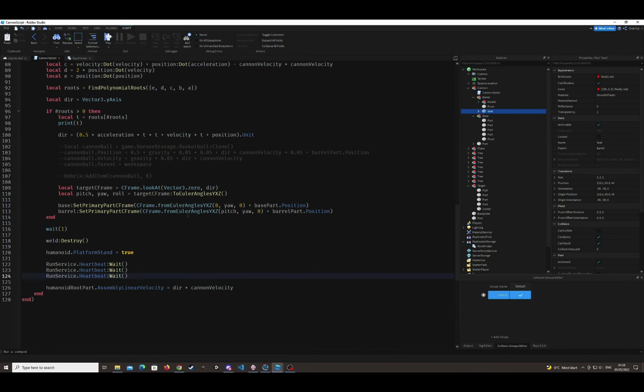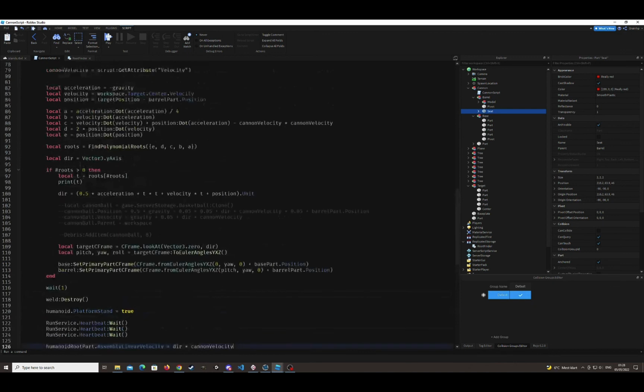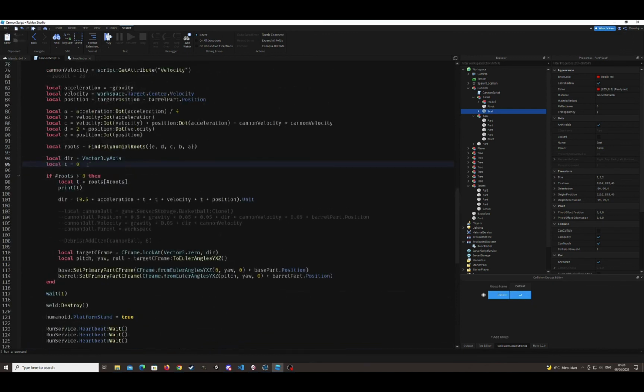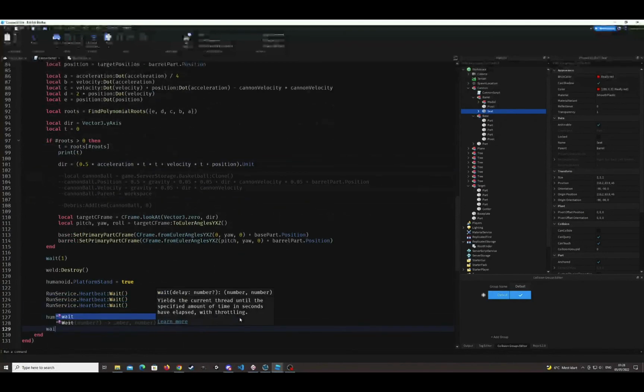But wait, what if we have 20 cannons and 30 people being shot out of them? We want them to hit each other in the air, right? Can't you just connect something to the touched event and disable this platform stand when anything inside the humanoid triggers it touched? Yeah, I could probably do that.